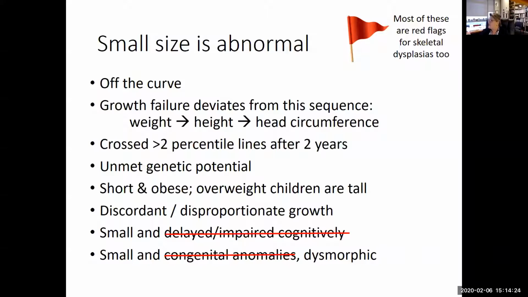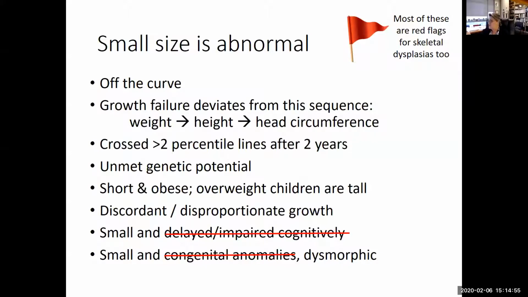Short and obese, and I bring that up because overweight children are, in general, tall. So if you're finding someone who's particularly short and overweight, many times that is a lean-to into an endocrinologic situation going on there. Discordant growth, as we talked about, where the percentiles for height, weight, and head circumference together do not match up, or disproportionate growth, and I'm going to talk about that specific to dysplasias. That's a big red flag for dysplasias.